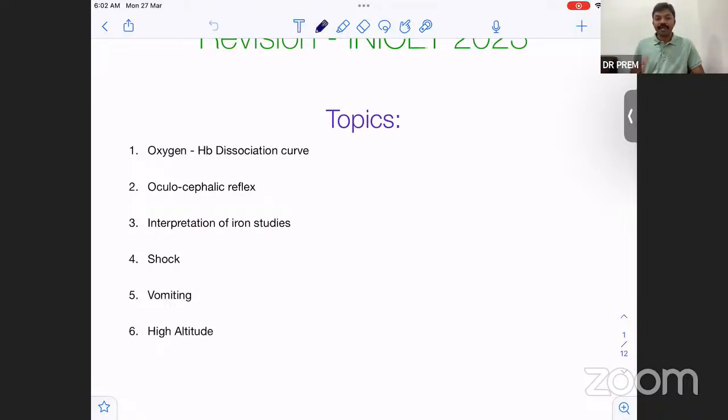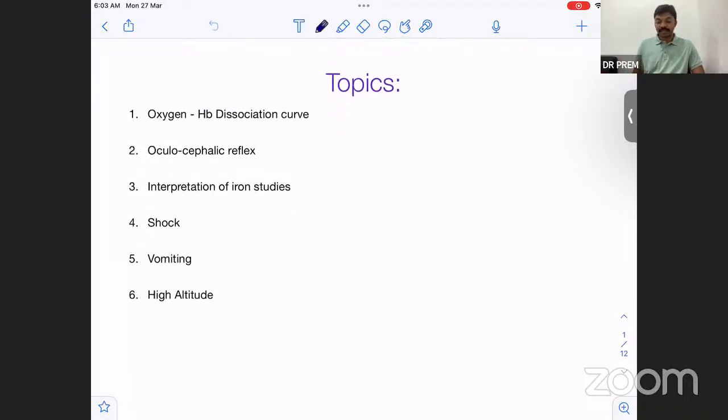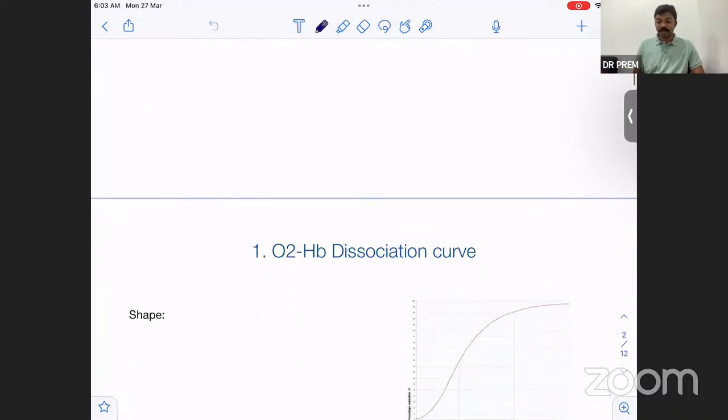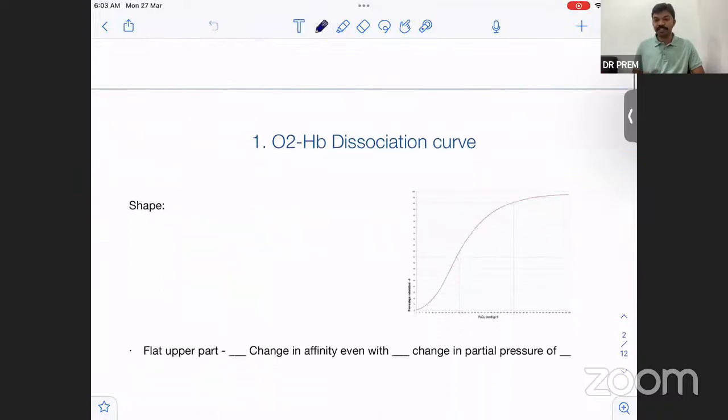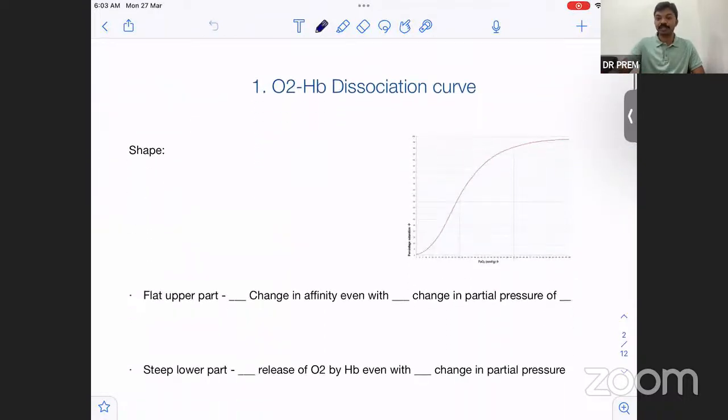So we'll take up these topics, and guys, as I told you moments before, these topics are a little bit complex. These topics are a little bit conceptual. So I want you to be very clear, and I want your best attention. All right. So guys, let us take up the very first topic, oxygen hemoglobin dissociation curve, O2 hemoglobin dissociation curve.